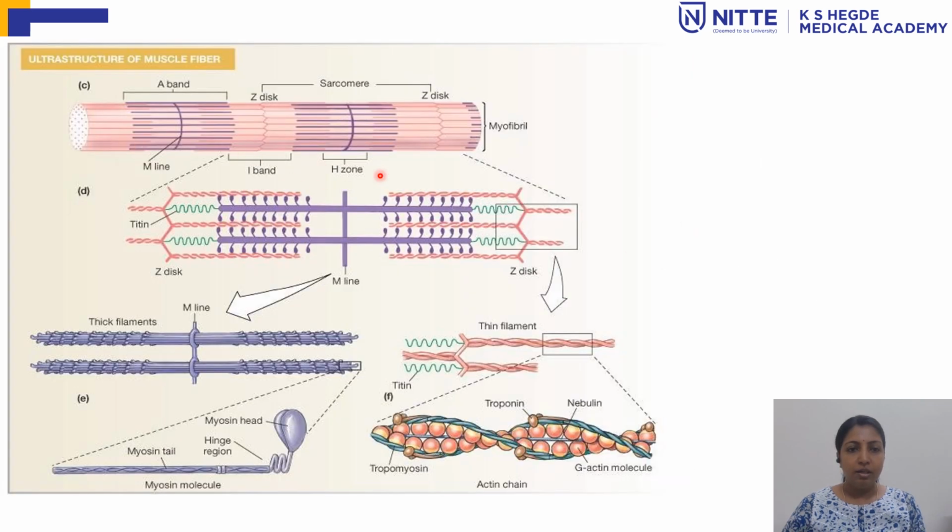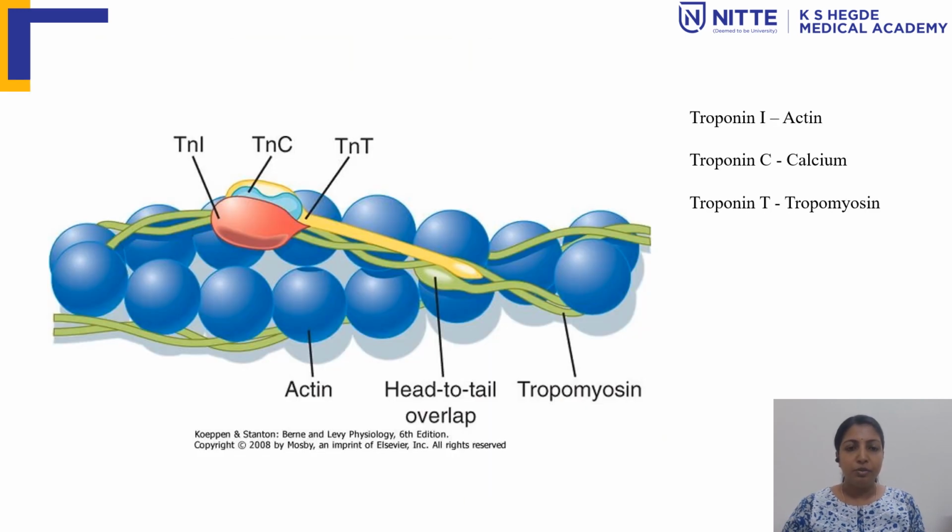So this is the sarcomere two-dimensional structure. This is the myosin in the middle and the actin. These are thin filaments. Actin is the thin filament and myosin is the thick filament. If you zoom in, you can see actin is a structure which contains actin and troponin.